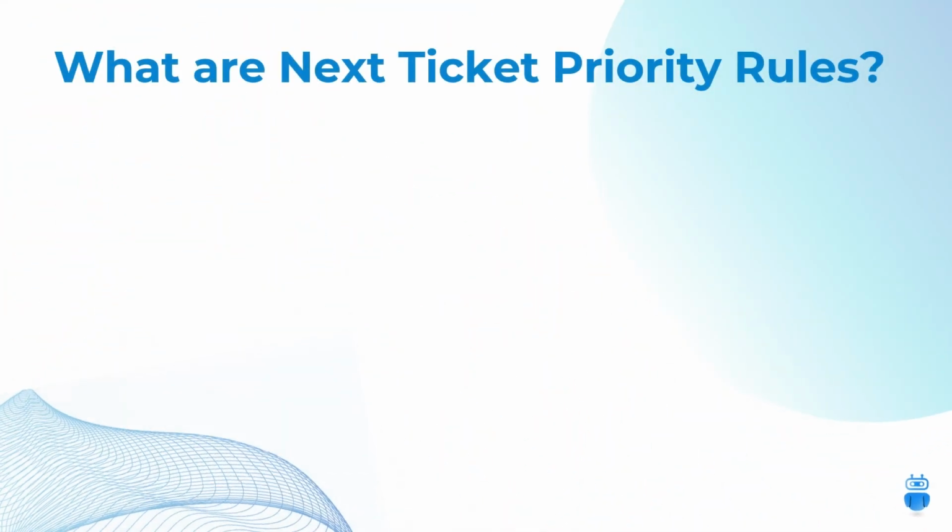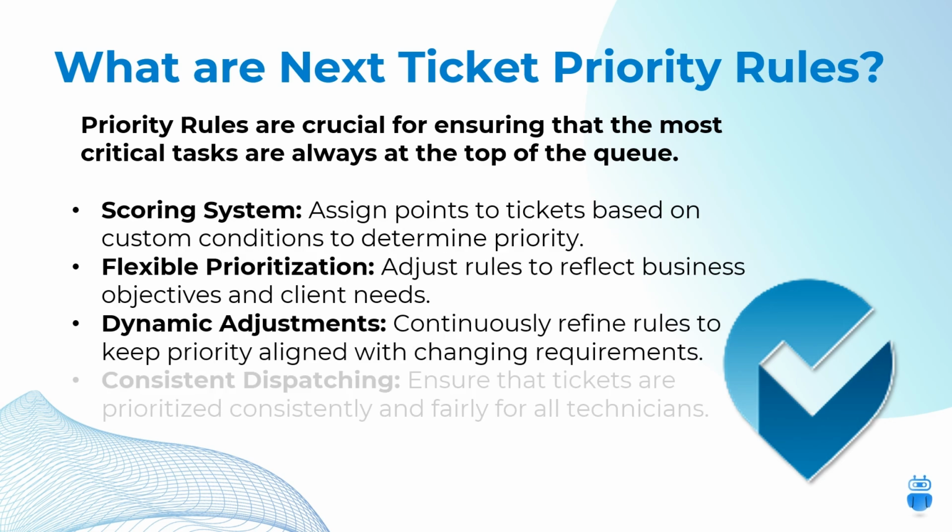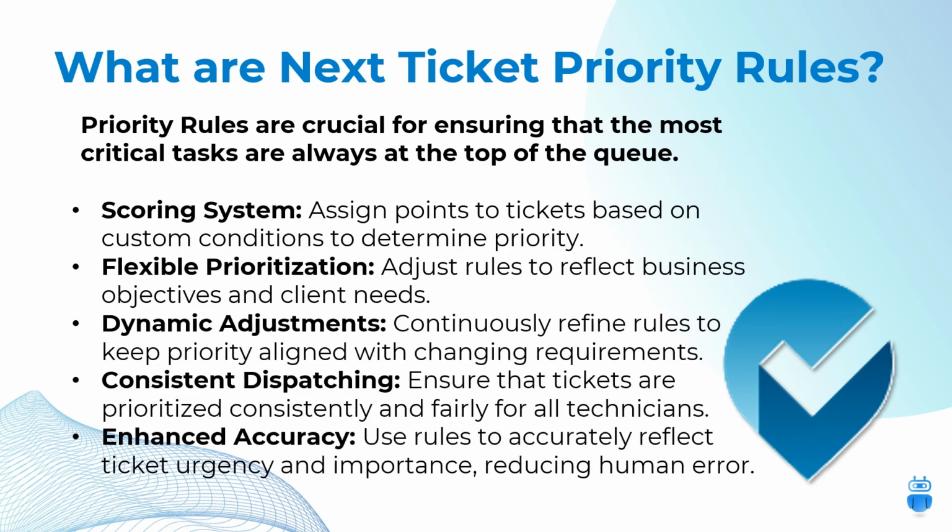So, what are Next Ticket priority rules? Priority rules are crucial for ensuring that the most critical tasks are always at the top of the queue. In Next Ticket Manager, these rules assign scores to tickets based on criteria that reflect your business priorities, such as urgency, client priority, service level agreements, or other custom parameters set by your organization.